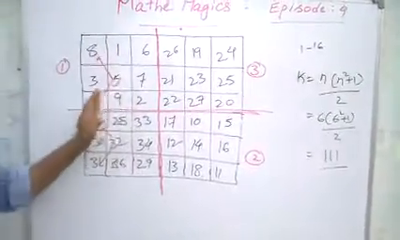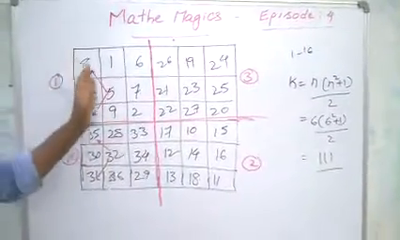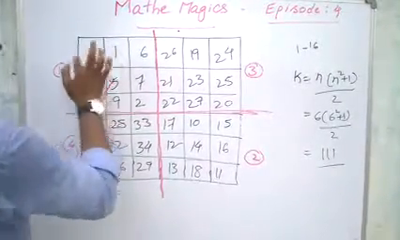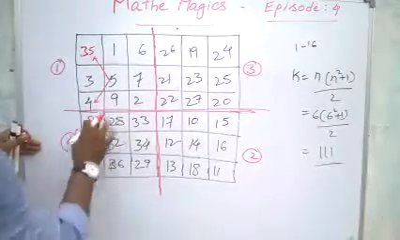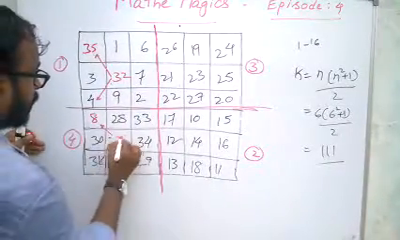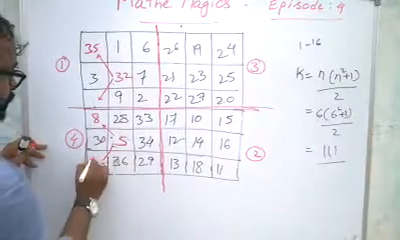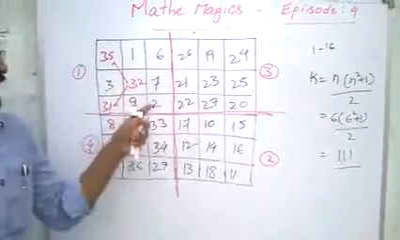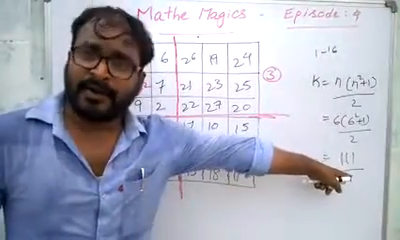Interchange 8, 5, 4 with 35, 32, 31 respectively. How? In place of 8, write 35. In place of 35, write 8. In place of 5, write 32. In place of 32, write 5. In place of 4, write 31. Here 4, here 31. That's all. So if you check any row or any column, we will get the sum 111.